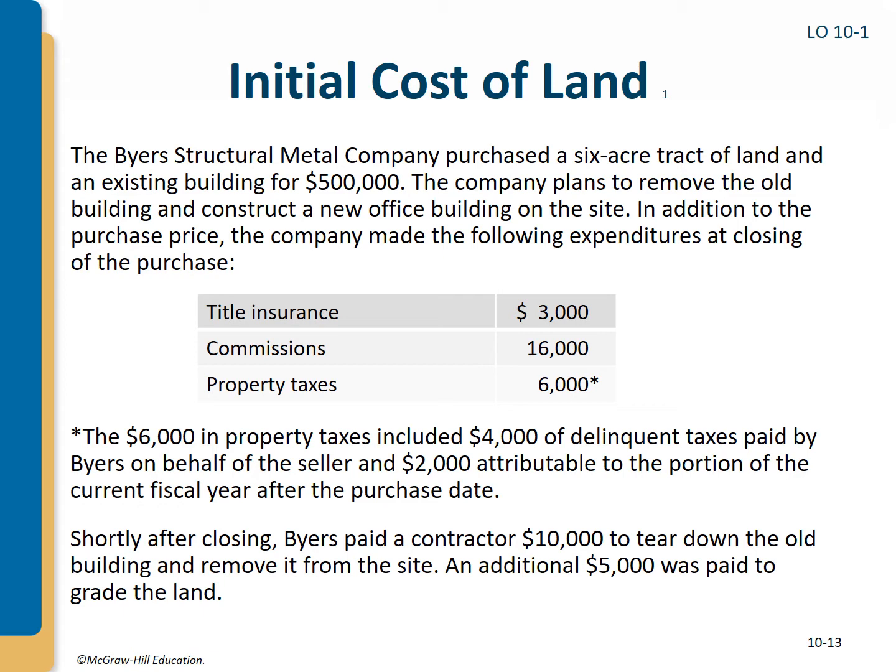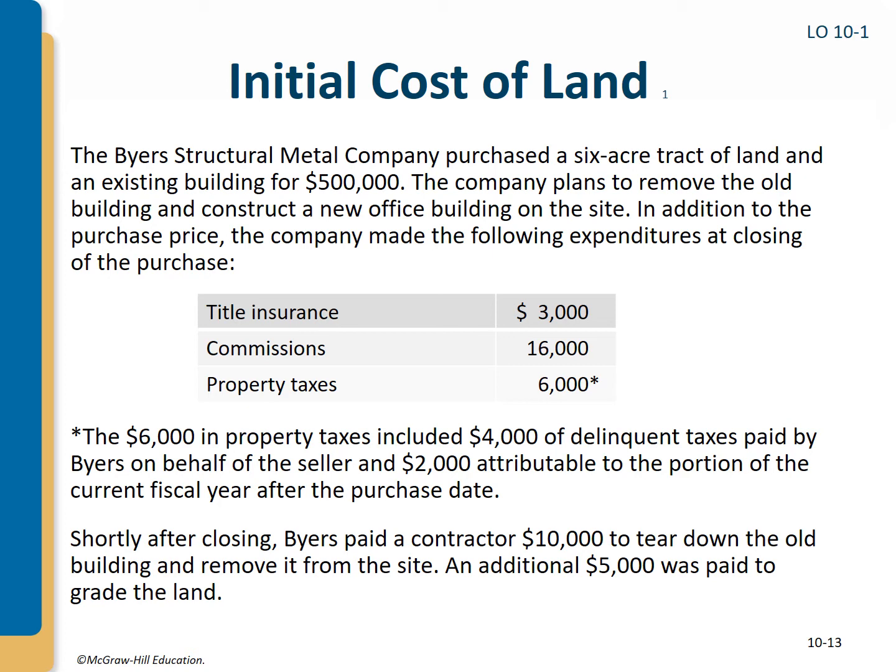Commissions of $16,000 and property taxes, which included $4,000 of delinquent taxes paid by buyers on behalf of the seller and $2,000 for the current property taxes. Shortly after closing, buyers paid a contractor $10,000 to tear down the old building and remove it from the site, and an additional $5,000 was paid to grade the land.